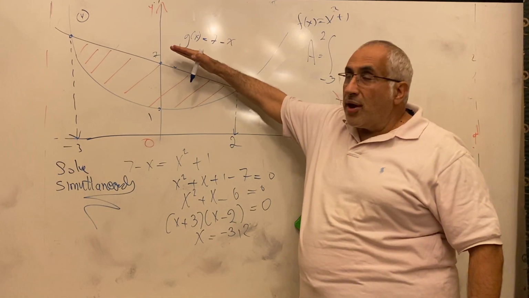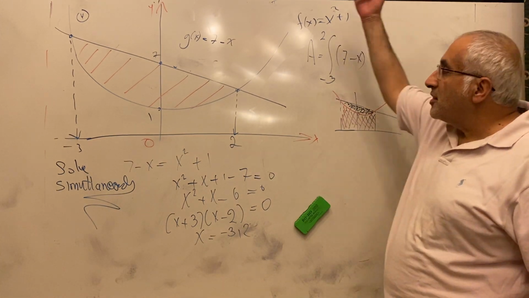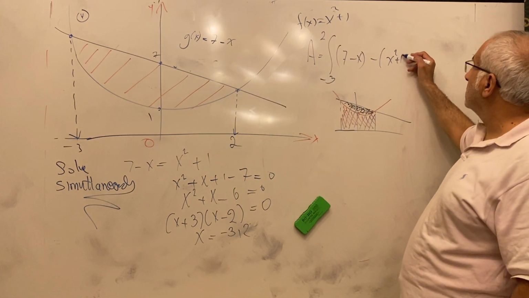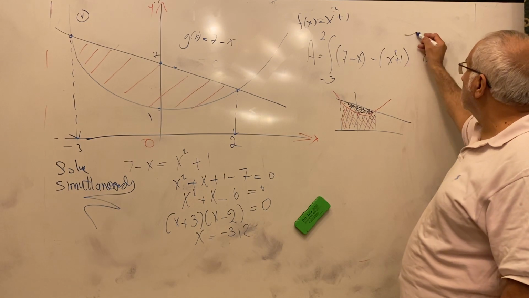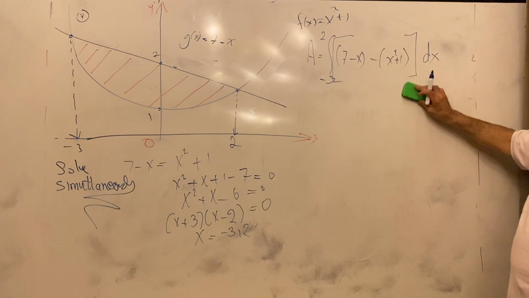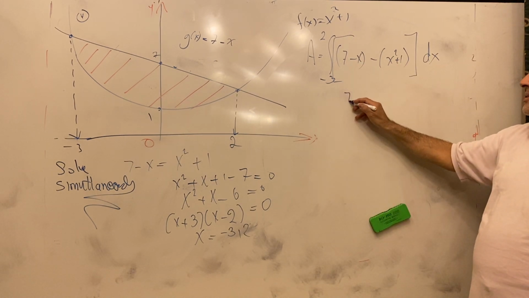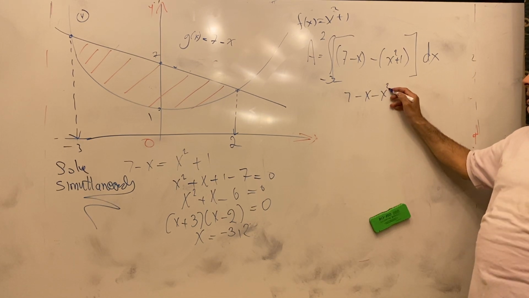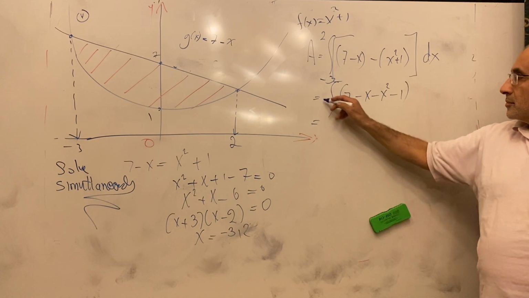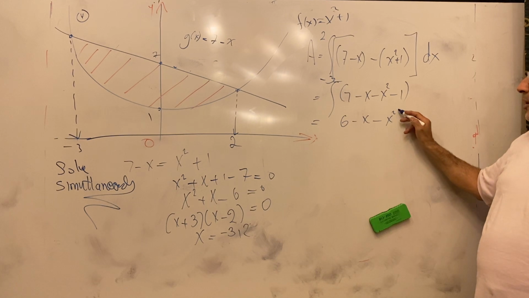The top line equation minus the one below equation. And then go ahead and simplify that. So 7 minus x squared minus 1, like this. 7 minus x... 7 minus 1, I think is a 6, minus x squared.